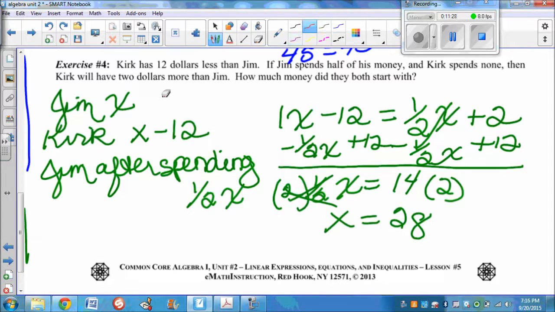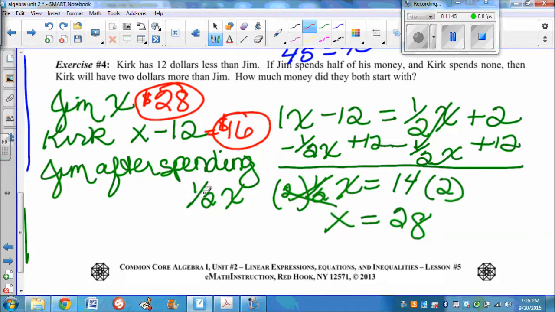So how much money? Jim's got $28 to start initially, and then Kirk has 28 minus 12, which is $16. And then after he spent, he had half of that, so he had $14. So what does this all mean? So think about it. They said if he spent half of his money, he's got $2 less than Kirk. Is that true? Yeah. Kirk's got 16. 14 is certainly 2 less than that. Okay? So I didn't talk too much about VWAC, but we've always come up with our variables.